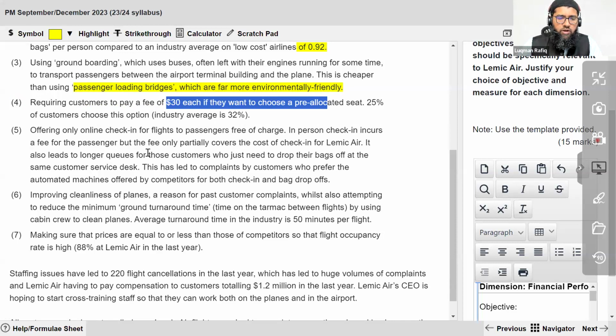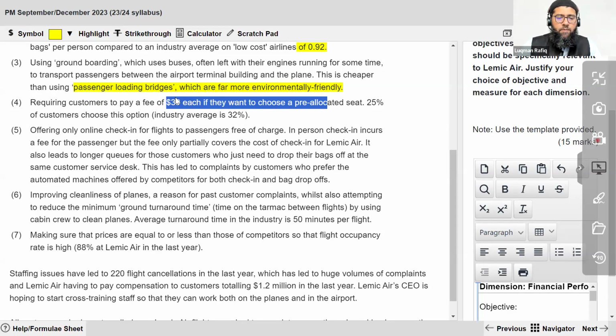It also leads to longer queues for those customers who just need to drop their bags off at the service desk. This has led to complaints by the customers who prefer the automated machines offered by competitors for both check-in and bag drop-offs.